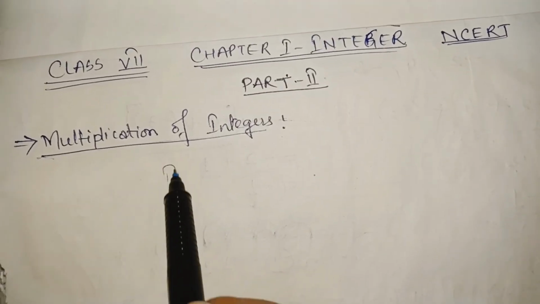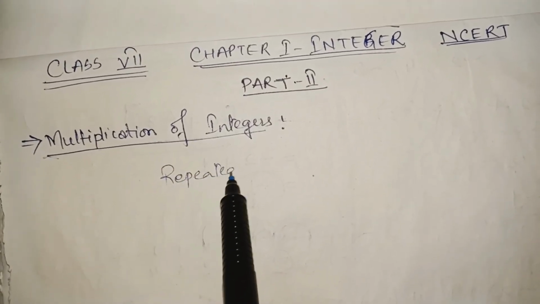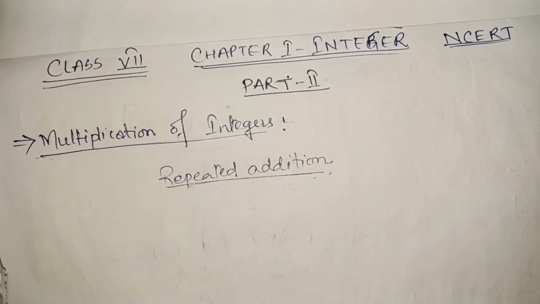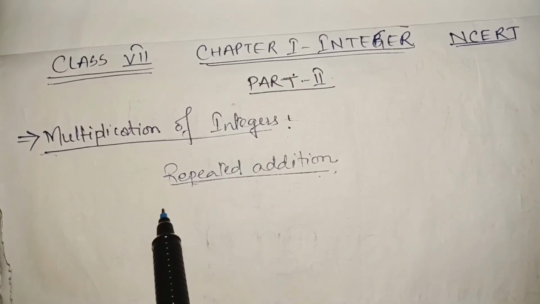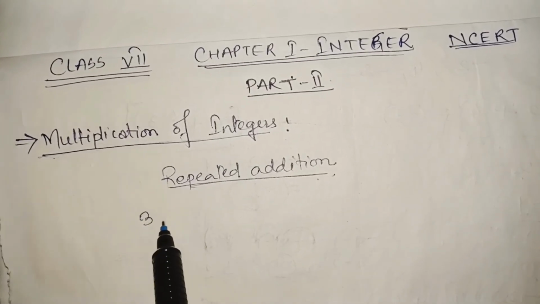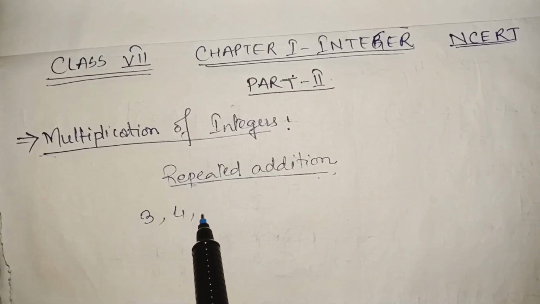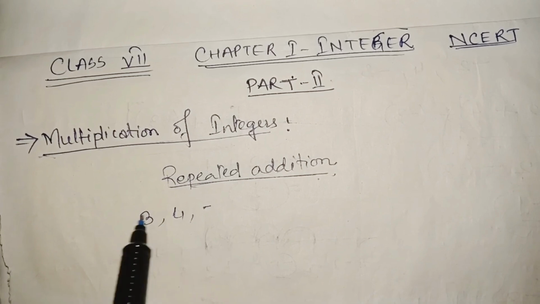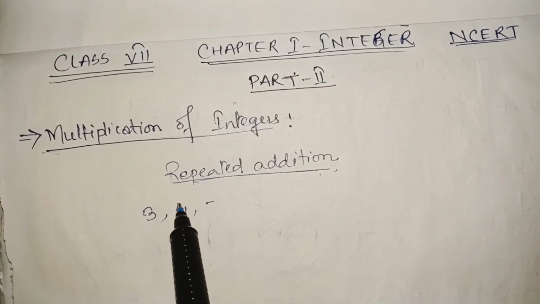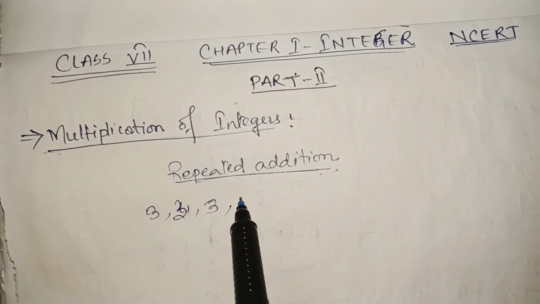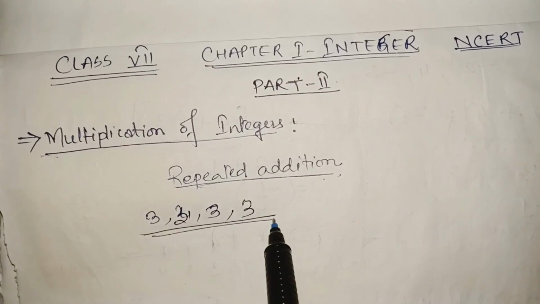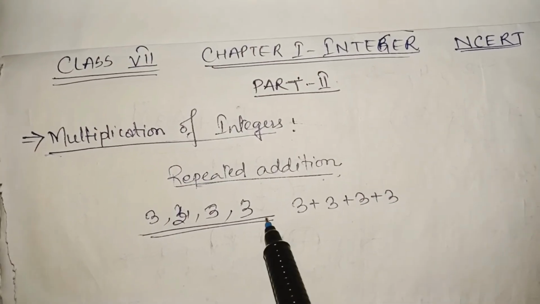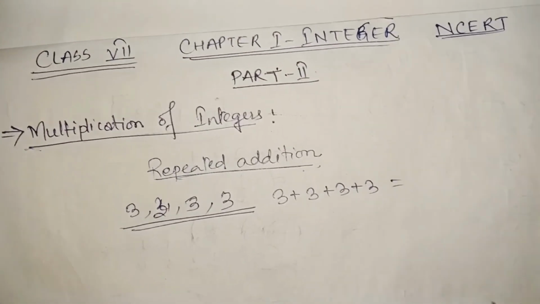See, multiplication is the repeated addition of any number. It is the repeated addition. For example, if we take any number, say 3, let me simplify first of all, then I'll take some other number. Let us take 3, 3, 3, 3. So I want to add this number. So what I will do here, I will add this way. How many 3? 4 threes. So what is the result?